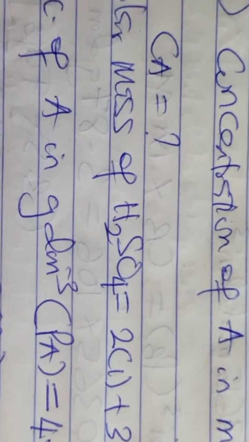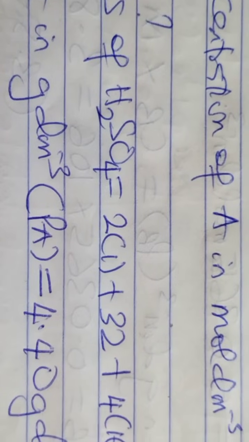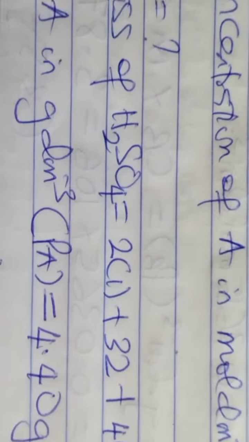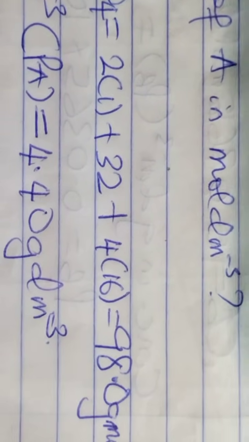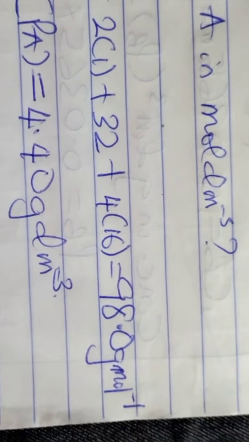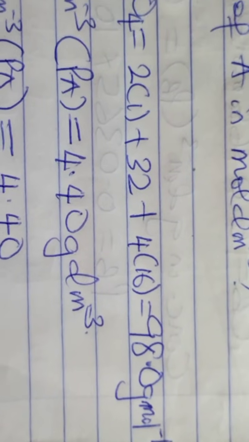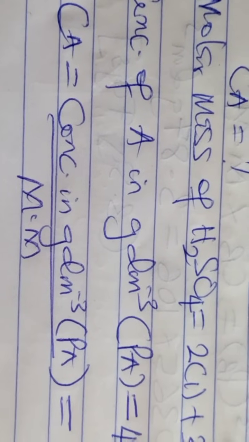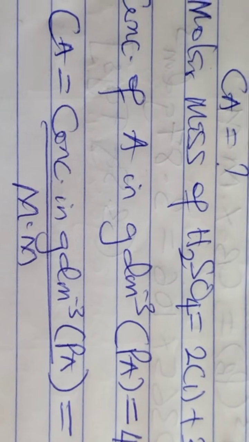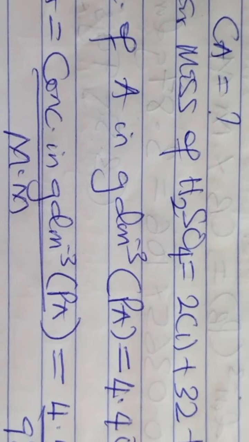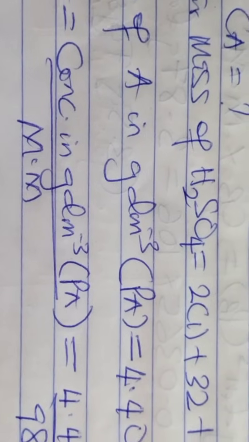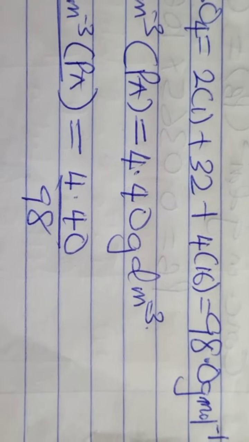So we now have the concentration of A in gram per dm cube, which is given in the equation, which we write as rho A symbol. Concentration of A in gram per dm cube in the equation given to you as 4.40 gram in 1 dm cube. That is 4.40 gram per dm cube. And then we'll now go to calculation to get our CA, the concentration in mole per dm cube. That is CA, is given by concentration in gram per dm cube all over molar mass, which is 4.40 over 98.